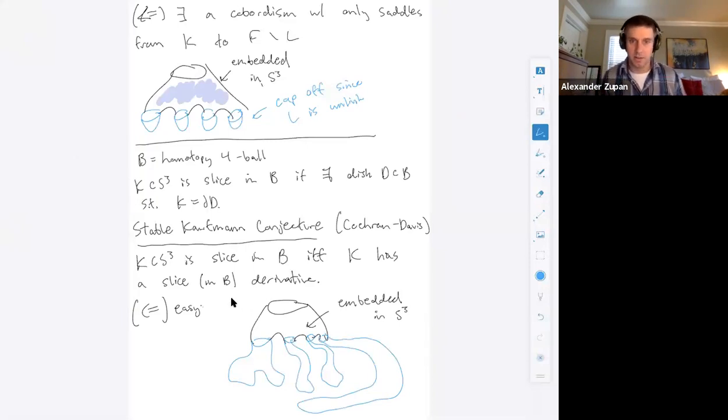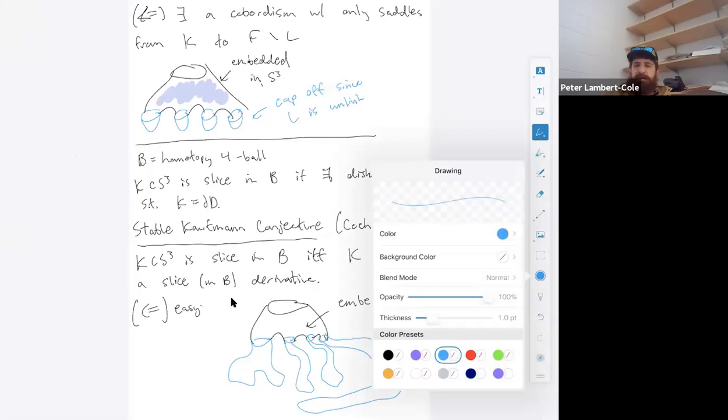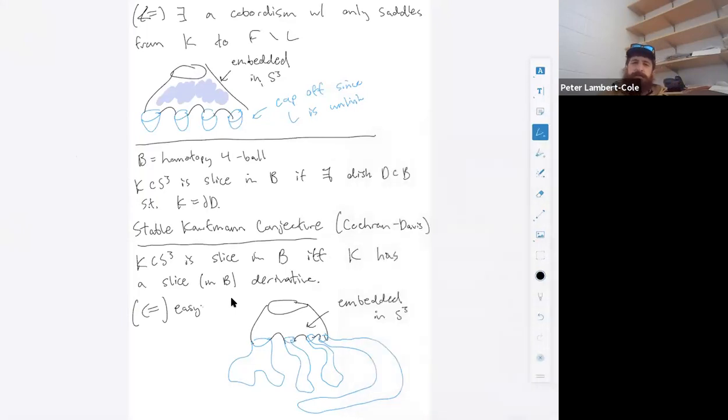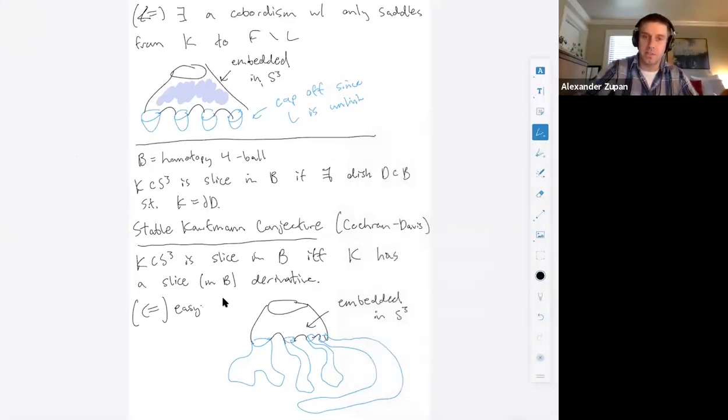and obtain a disk for the knot K. What was the original Kauffman conjecture? That every genus 1 Seifert surface for a slice knot has a slice derivative, or even an Arf invariant 0 derivative.